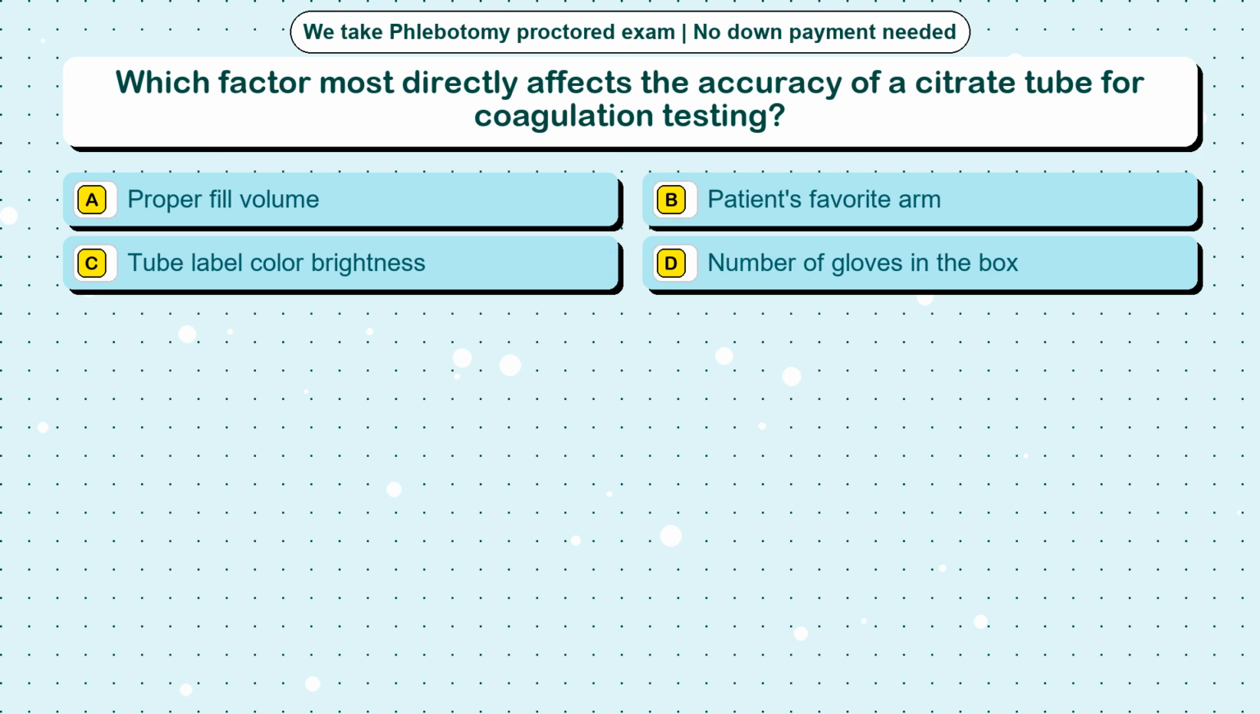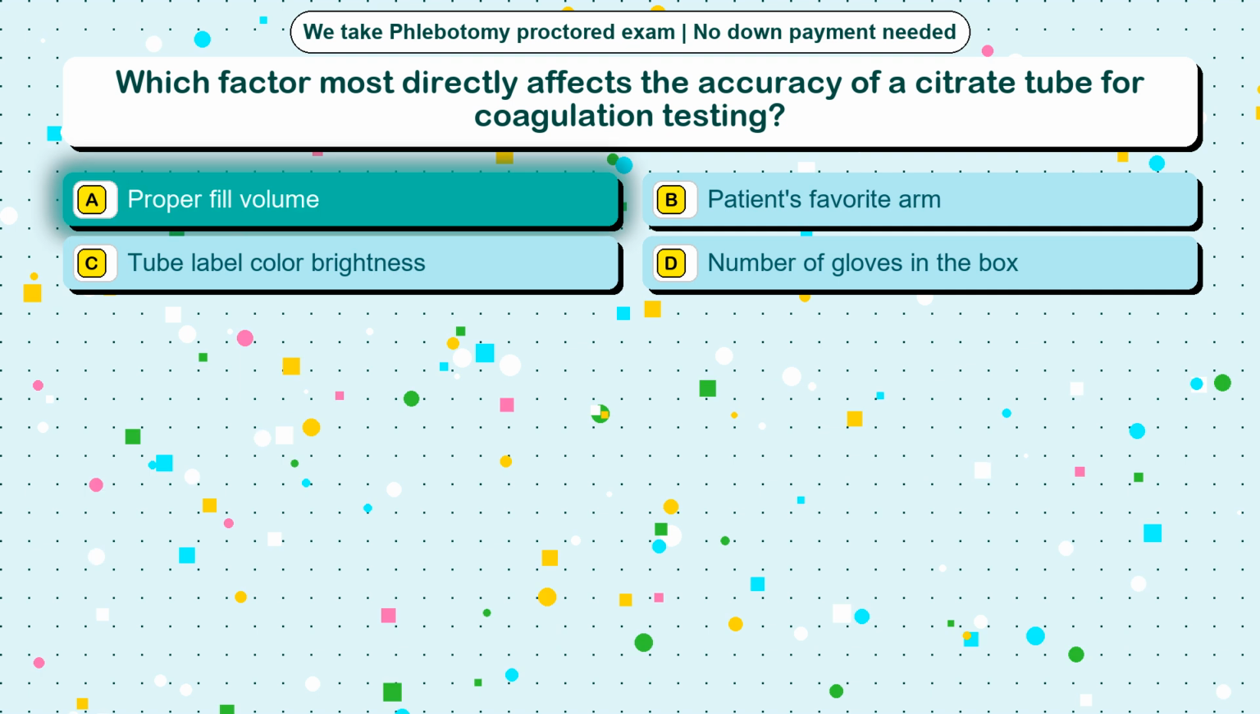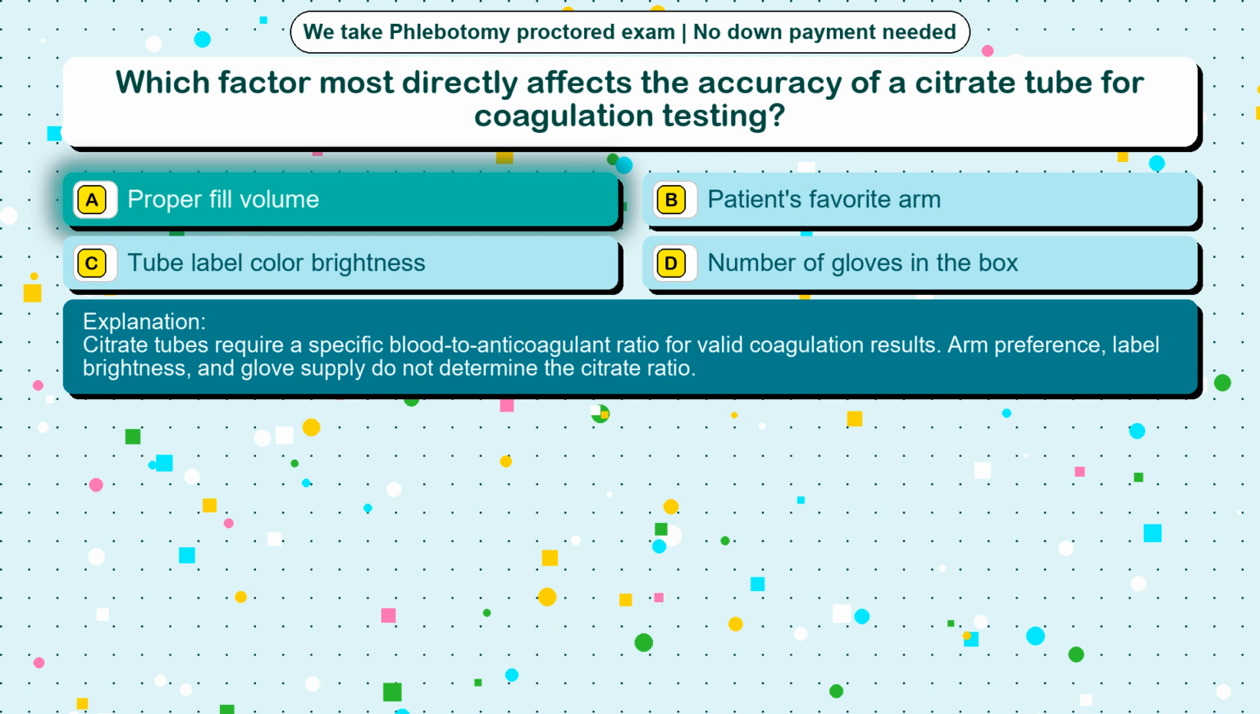Question 20. Which factor most directly affects the accuracy of a citrate tube for coagulation testing? Option A, proper fill volume. Option B, patient's favorite arm. Option C, tube label color brightness. Option D, a number of gloves in the box. The correct answer is option A, proper fill volume. Citrate tubes require a specific blood-to-anticoagulant ratio for valid coagulation results. Arm preference, label brightness, and glove supply do not determine the citrate ratio.